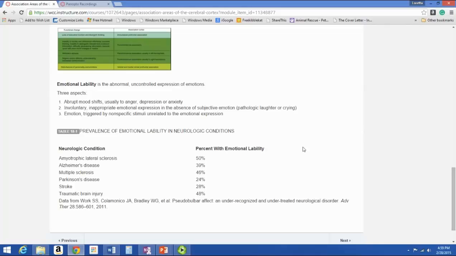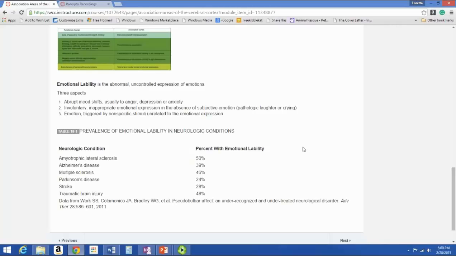So there's a table from chapter 18 which talks about the prevalence of emotional lability in neurologic conditions. And you can see that a lot of the conditions we've talked about, ALS, Alzheimer's, MS, Parkinson's, stroke, and traumatic brain injury, we'll talk a little bit more about.